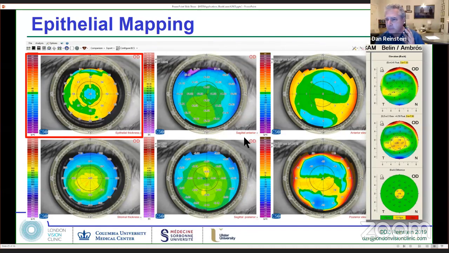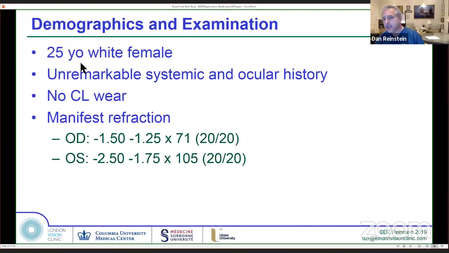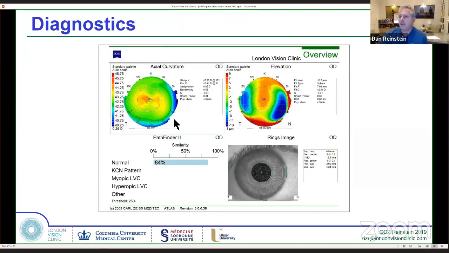Okay, so beautiful examples. Here's another 25-year-old white female, unremarkable, no contact lens wear, which of course can affect the epithelial profile and change the topography. We have some symmetrical oblique astigmatism in both eyes. And this is the topography. So, you know, normal pattern, ectasia without a cause, everything was normal.